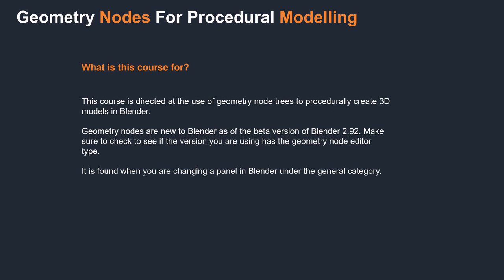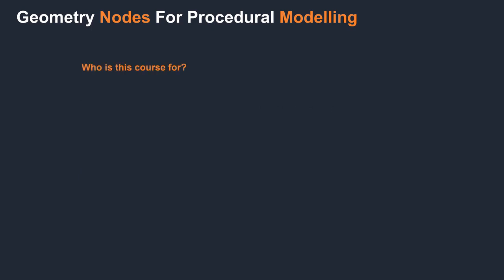Now, geometry nodes are new to Blender as of the beta version of Blender 2.92. Make sure to check to see if the version you are using has the geometry node editor type. It is found when you are changing a panel in Blender under the general category. If you are using Blender version 2.91 or older, it is very unlikely that you will have the geometry node setup. So make sure to download the most recent version of Blender so that you are able to begin using geometry nodes.